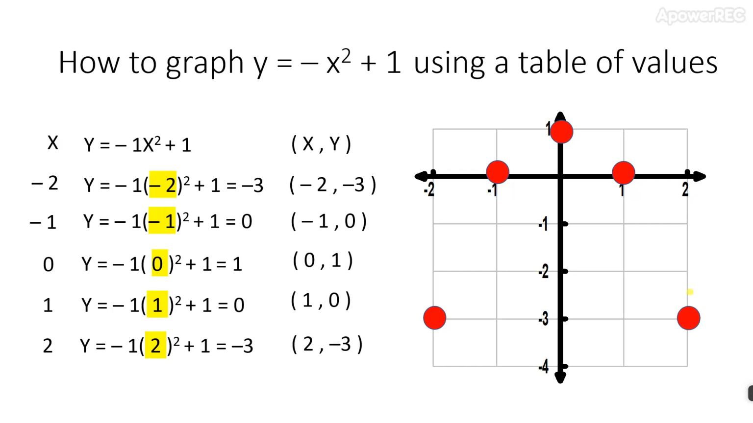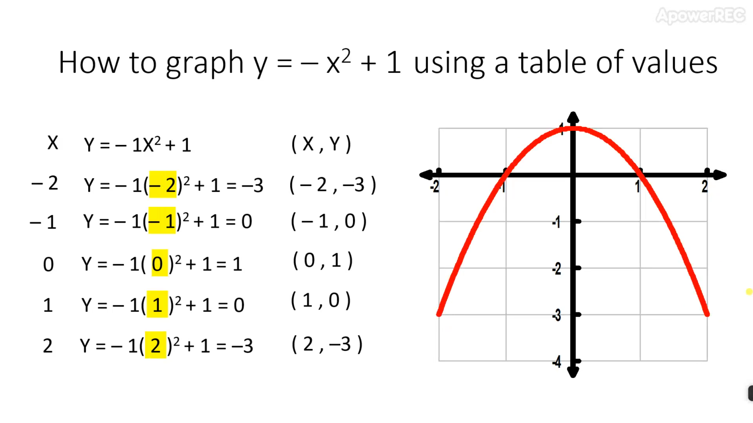For step 3, we draw a nice smooth curve that goes through all 5 of these critical points. If you do it correctly, it should look something like this. And that's how you graph y equals negative x squared plus 1 using a table of values.